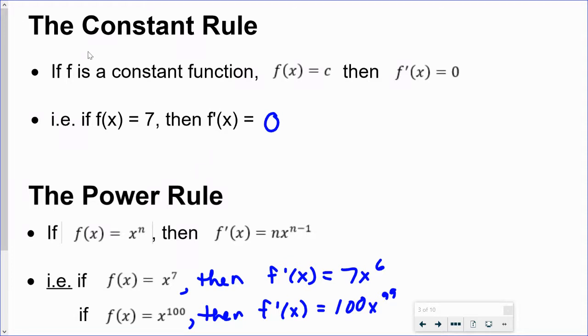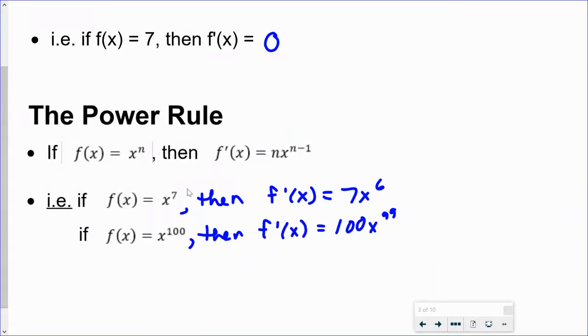So the first rule is called the constant rule. If f is a constant function, meaning f always equals a certain number, like f of x equals 7 or f of x equals 10, then the derivative is always equal to 0. So for example, if f of x equals 7, then f prime of x equals 0. And that makes sense because if we have a constant function, that's just a horizontal line. And if this derivative represents the slope of the tangent, then the slope of a horizontal line is always going to be 0.